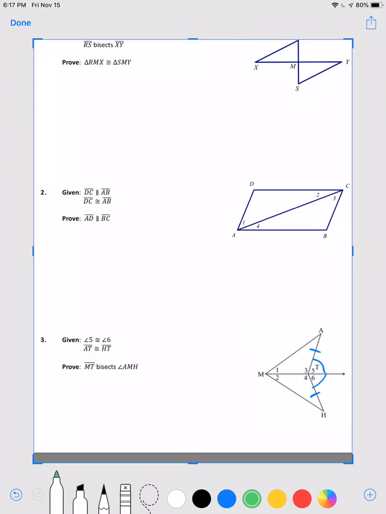So in green, what we want to prove is that MT bisects AMH. So we want to prove that this angle, well, we should be more precise. Yeah, we want to prove that this bisects AMH. Okay.